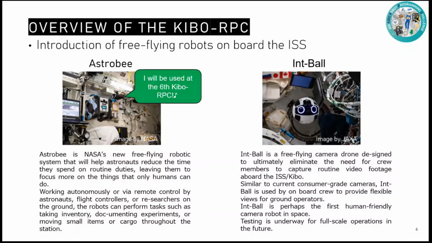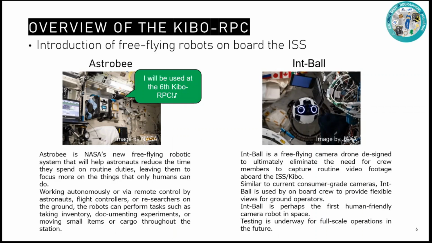The Kibo RPC is a robotics programming competition where participants control a robot on the ISS using a program that they have created. For that, we have two types of free-flying robots on board the ISS. First, you have INTBALL, which is a JAXA, so Japanese, robot used by the crew for routine video footage of the ISS. The second one is Astrobee, which is a NASA, so American, robot that can help astronauts with a lot of daily tasks.